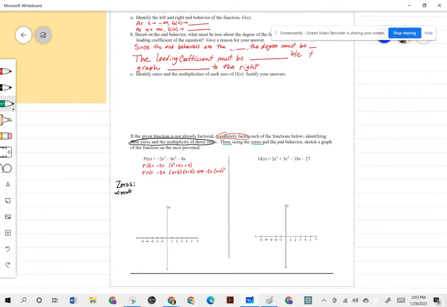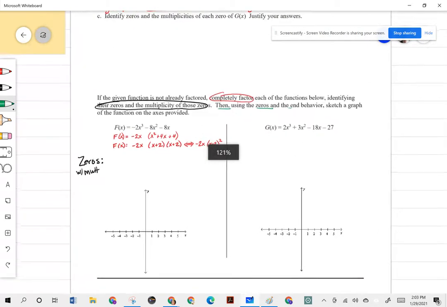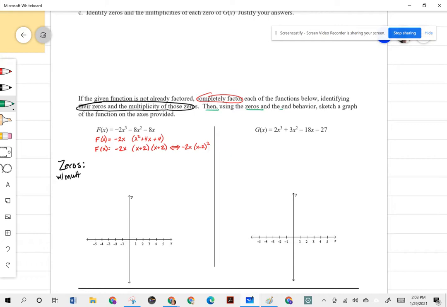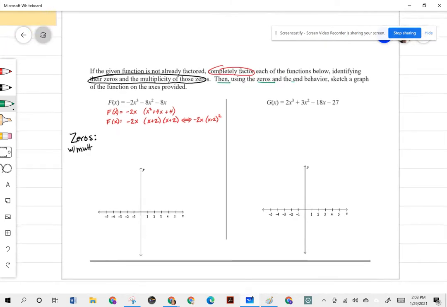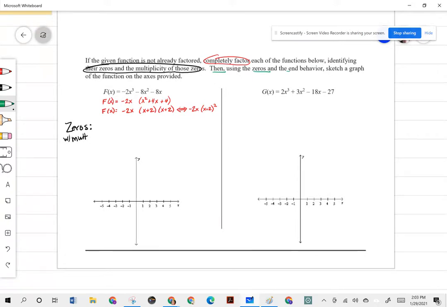And then finally, let's take a look here. So at this bottom portion, it says, if the given function is not already factored, we need to completely factor it. We need to identify the zeros and multiplicities of the zeros, and then using the zeros and the end behavior, sketch a graph of the function. Okay, so on the first one, I've already completely factored that for you. So you can look to see how I did that.